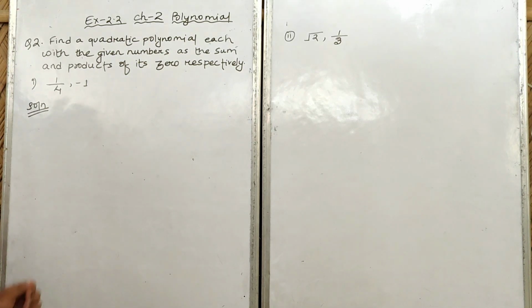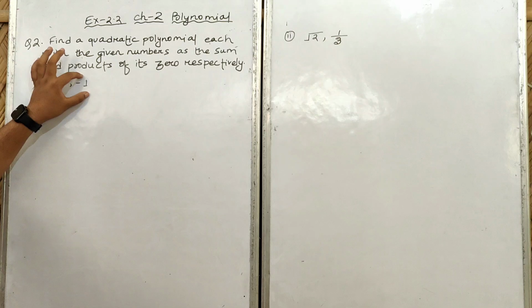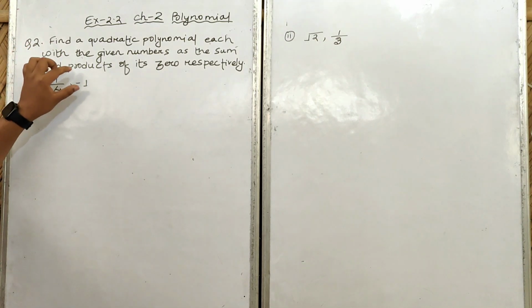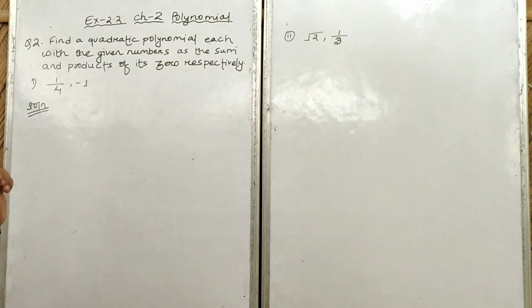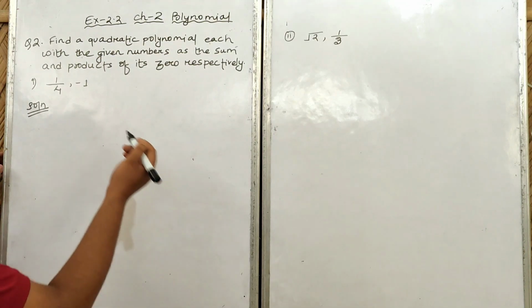तो हम लोग को क्वेश्चन में ऑलरेडी बोल दिया है पहला नंबर सम ऑफ जीरोस है and our second number is product of zeros. So using this sum of zeros and product of zeros, we need to find a quadratic polynomial. So let's start the video.